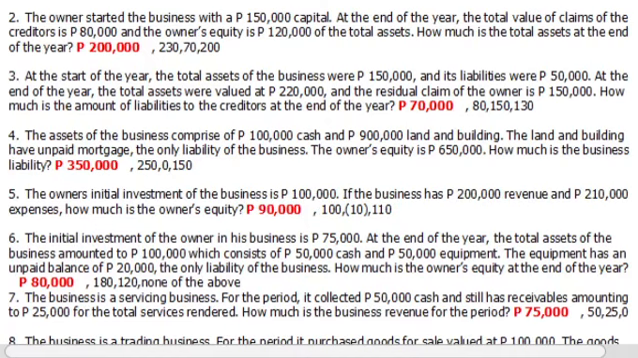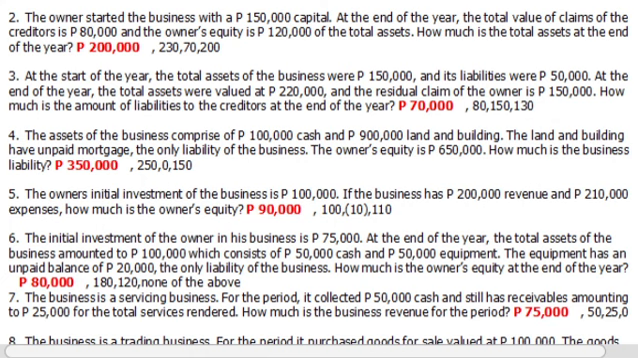Problem number 2. The owner started the business with a capital of 150,000. At the end of the year, the value of the claims of the creditor, ibig sabihin ng liability, is 80,000 and the owner's equity is 120,000 of the total assets. Now, ang question, how much is the total assets at the end of the year?